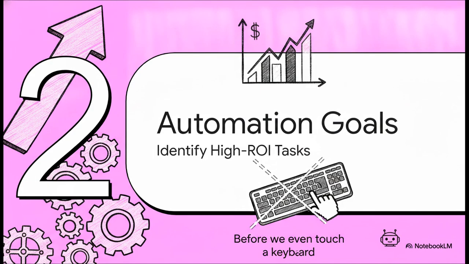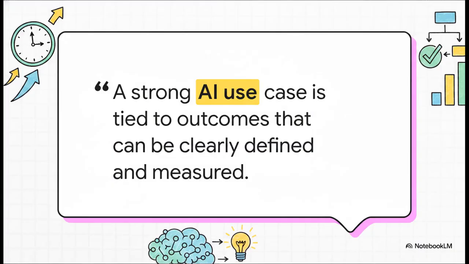Chapter 2. Defining your automation goals. Identify high ROI tasks. Before we even think about touching a keyboard to write a prompt, we have to formulate a plan. Consider this. A strong AI use case is tied to outcomes that can be clearly defined and measured. In other words, if you don't know exactly what success looks like, whether that's saving 2 hours a week or literally cutting your typos in half, you just won't know if your AI intern is actually helping. You really need to know your destination before you start driving.